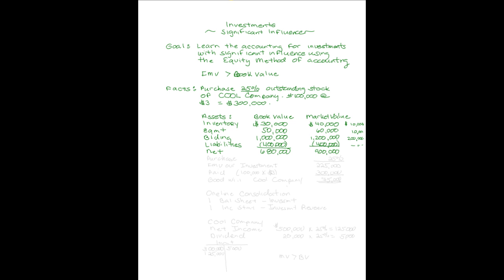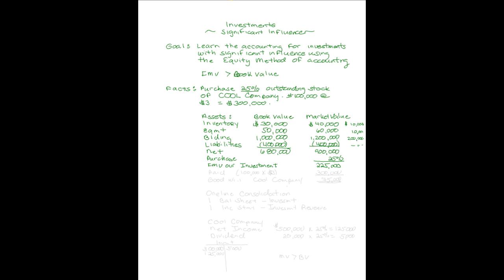Before I calculate goodwill, I want to drop to our percentage ownership. So we purchase 25% of this company. So in a sense, we're purchasing 25% of their net fair market value of assets. 900,000 times 25% is $225,000. So that is the fair market value of our investment in Cool Company.